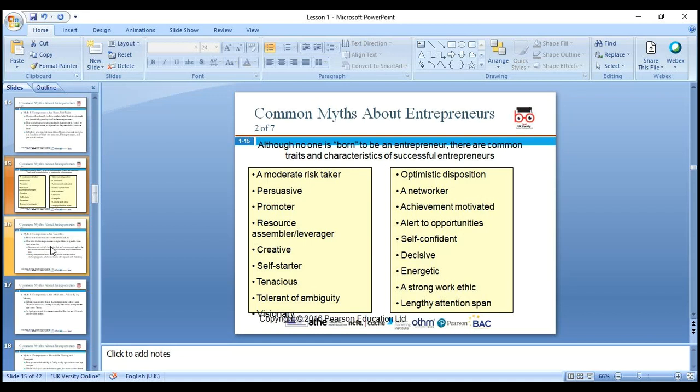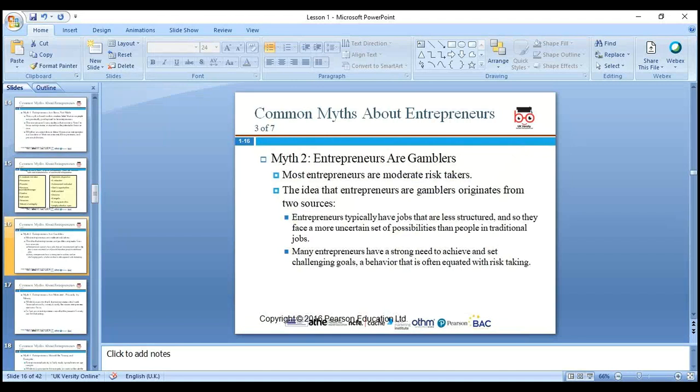Some characteristics are very crucial: to be persuasive, self-motivated. All these are crucial things: energetic, and you need to be self-confident. Whatever you do, you have self-confidence. It doesn't matter whether you know or don't know, you will carry on learning from your mistakes. You have confidence in what you will do, and you will be successful.